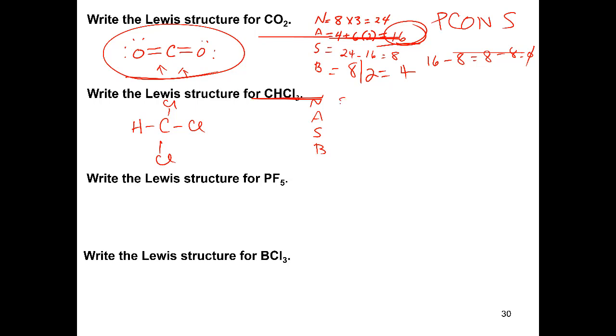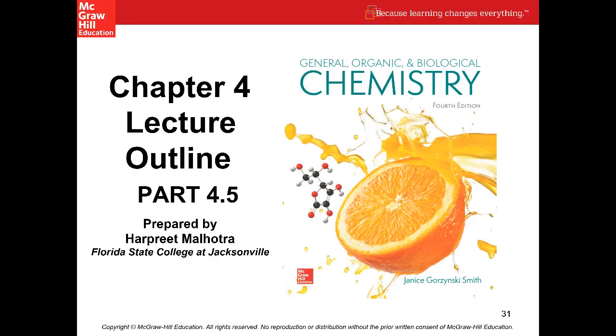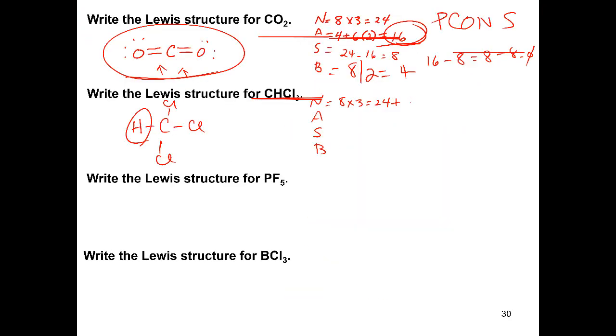How many do I need? Okay, I know I need 8. I have 1 hydrogen, okay? All right, so I've got 1, 2, 3 things that need 8 electrons. So 8 times 3 is 24. And then I got 1 hydrogen, so plus 2 gives me 8, 16, 24 plus 2 is 26, right?